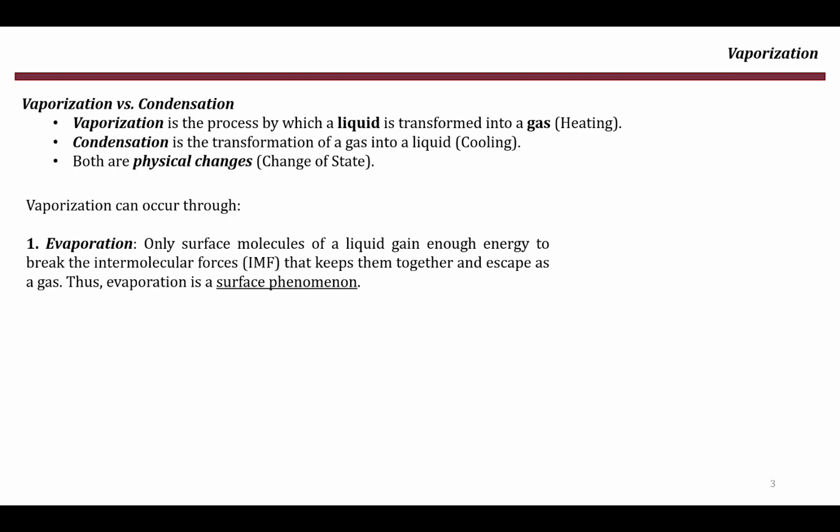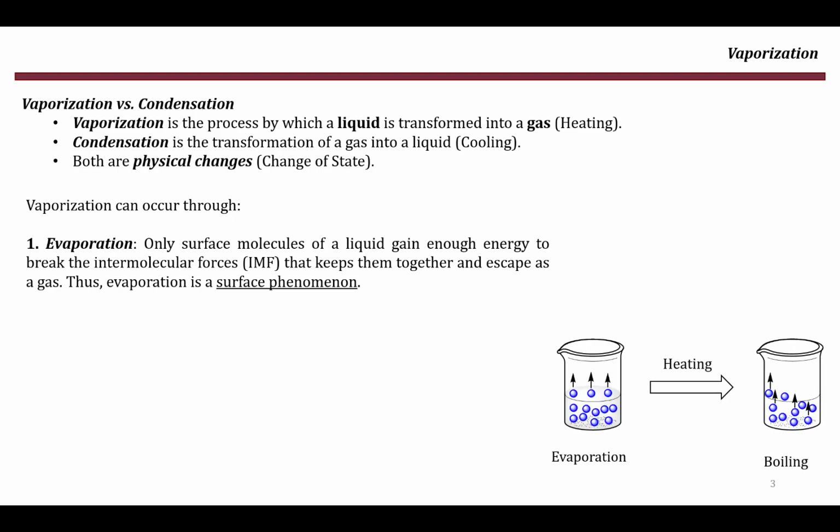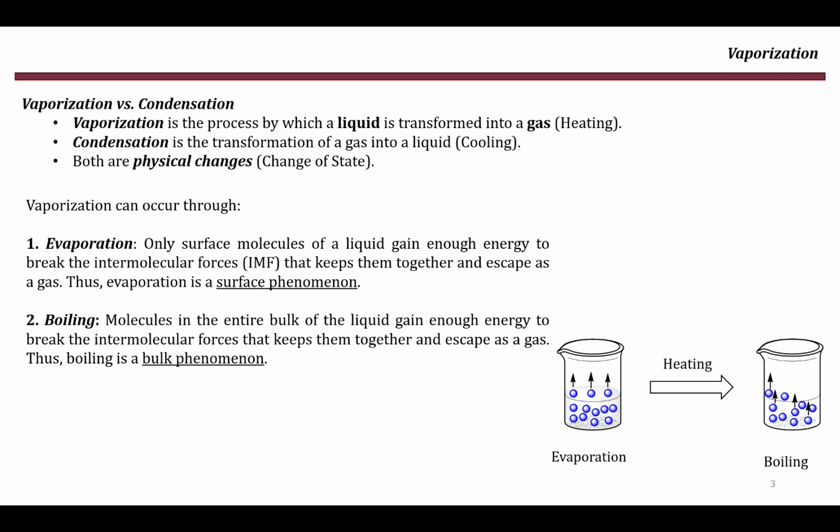Vaporization can occur either through evaporation or boiling. Now, what's the difference between evaporation and boiling? In evaporation, only surface molecules of the liquid will have enough energy to break the intermolecular forces and escape from the liquid state into the gas state. So evaporation only takes place at the surface, and those molecules which are inside the liquid are not involved in the evaporation process.